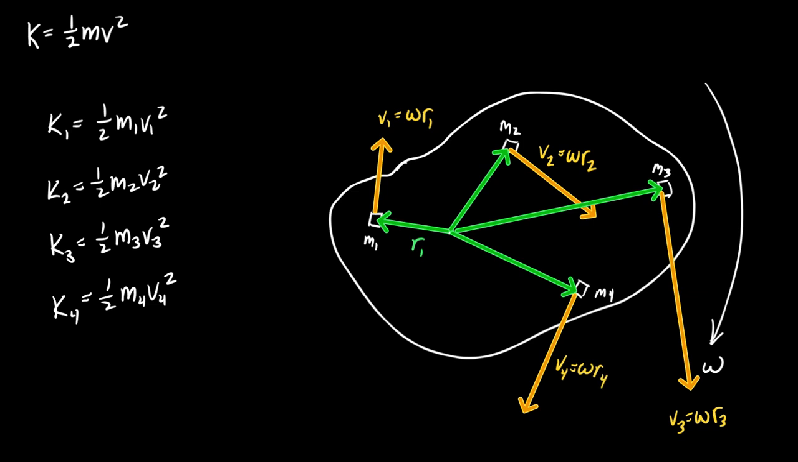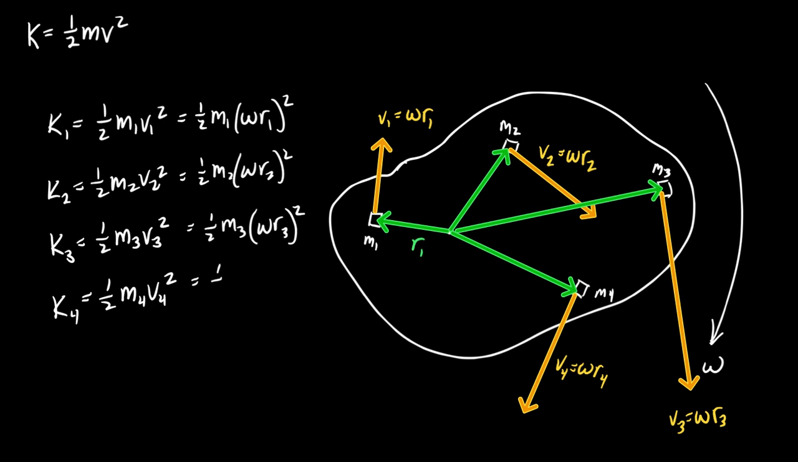I bring this up because each one of these pieces has its own kinetic energy, but I could write all those kinetic energies, instead of in terms of v, which is different for all of them, in terms of omega, which is the same for all of them. So let's try that. I'll get 1/2 m1 times (omega r1) squared, and 1/2 m2 times (omega r2) squared, and 1/2 m3 times (omega r3) squared, and 1/2 m4 times (omega r4) squared.